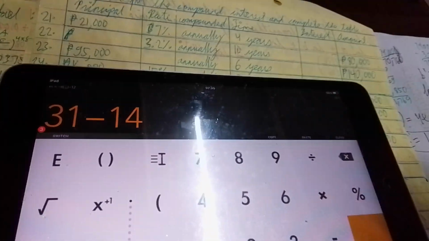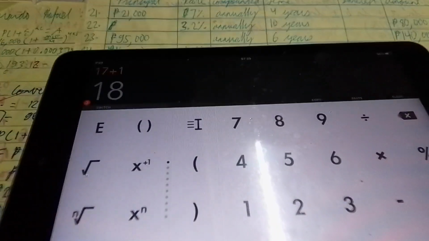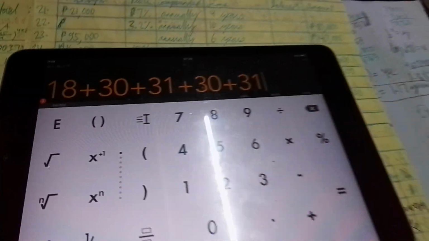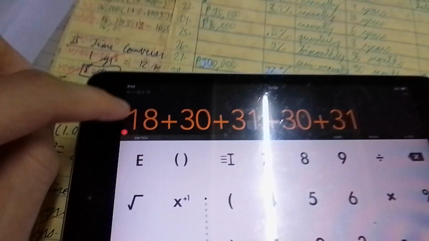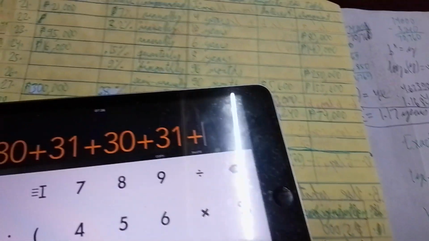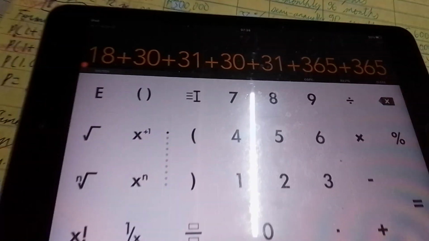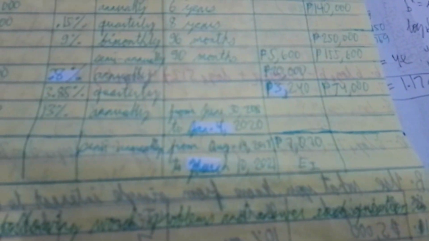Do you remember August? 31 minus 14 gives you 17, but plus 1 gives you 18. Then plus September, October, November, December to complete 2017. Then 2018 is 365, plus another 365 for 2019, and then 366 for 2020. Then when do we stop? March 10, 2021.